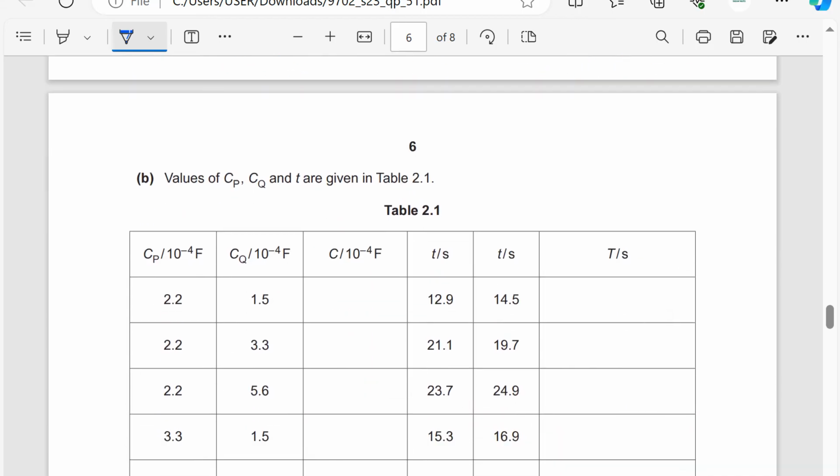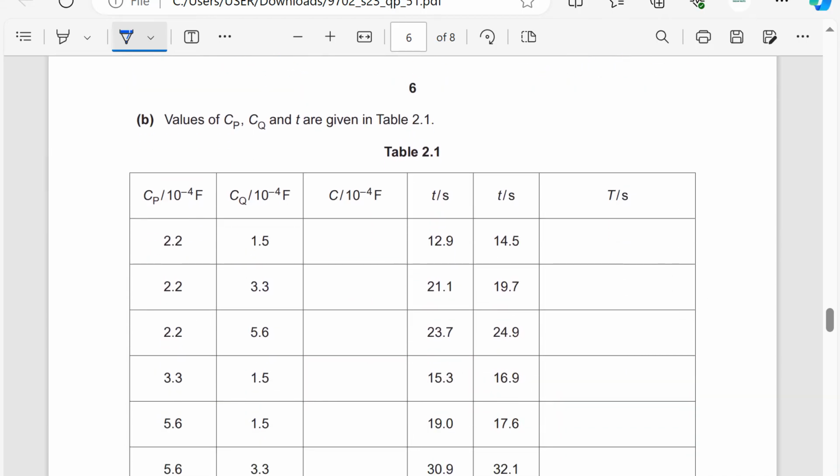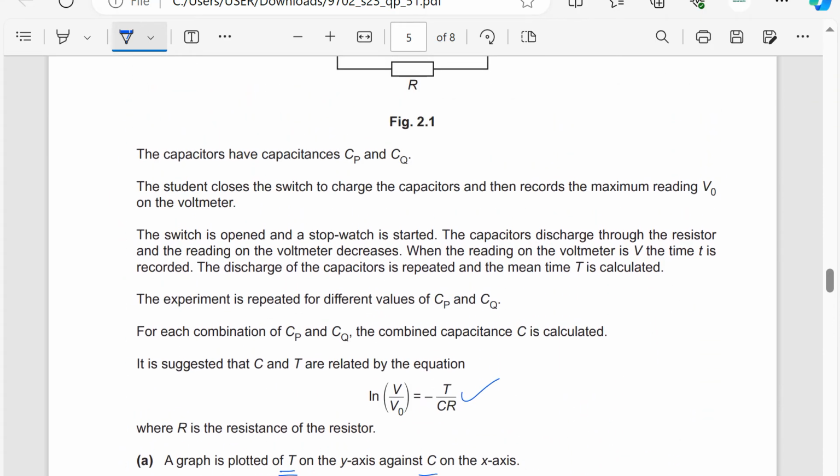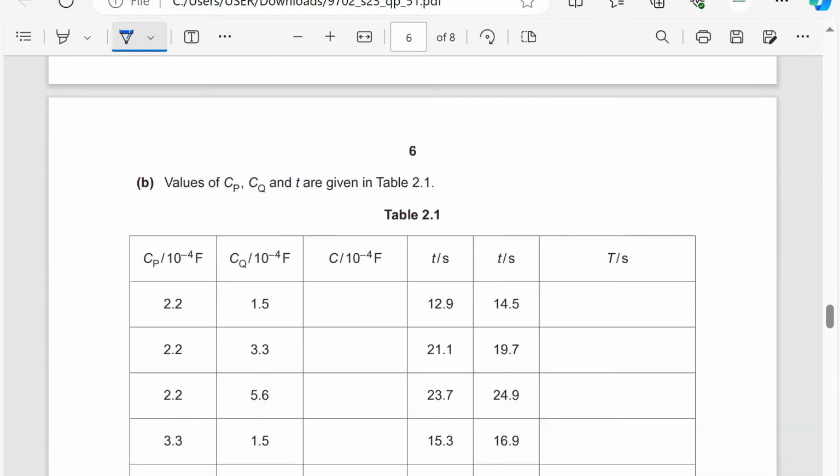Okay. So values of Cp, Cq, and T are given. T is time, I think. The discharge of the capacitor is repeated and the mean T is calculated. So T is T1 plus T2 divided by 2, which means the uncertainty in T is going to be half of the range because of repeated measurements. The uncertainty in T is half of the range because T is got from the average.